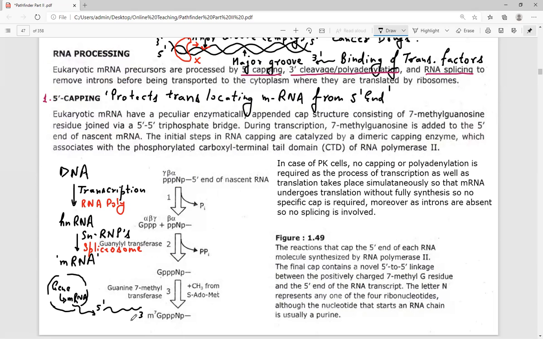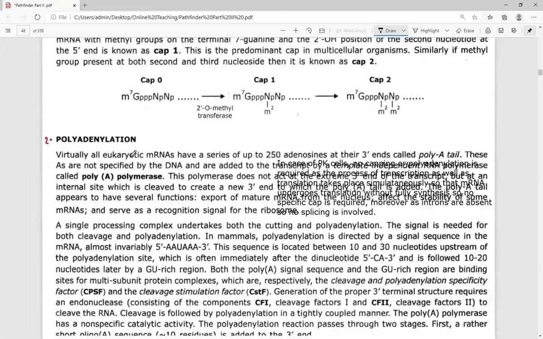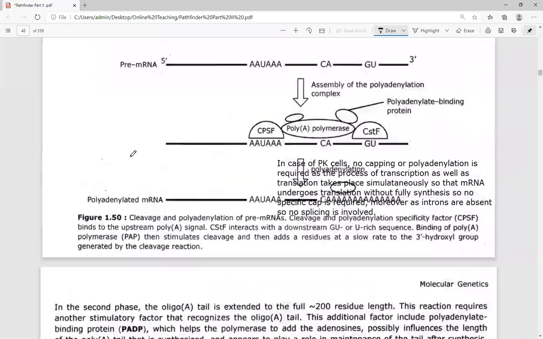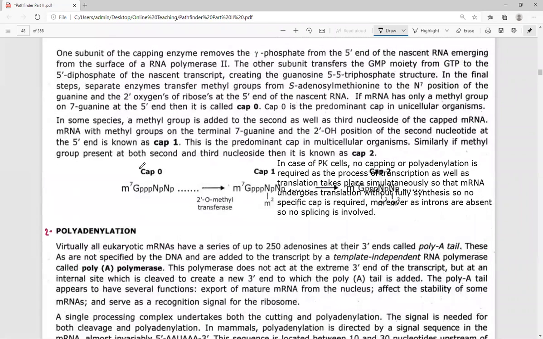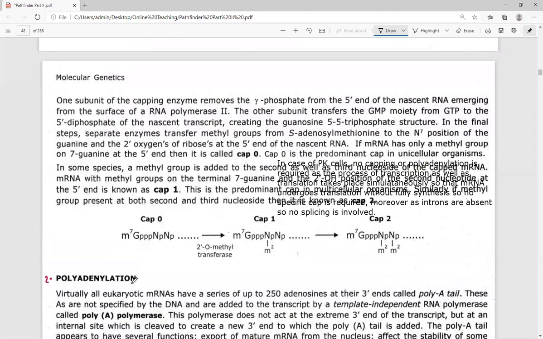Whereas at the 3' end, there should be polyadenylation. A poly-A tail should be added. A large number of adenosine residues must be added, and this will lead to the formation of the poly-A tail. It will perform different functions. We always know that polyadenylation protects the mRNA from degradation at the 3' end.